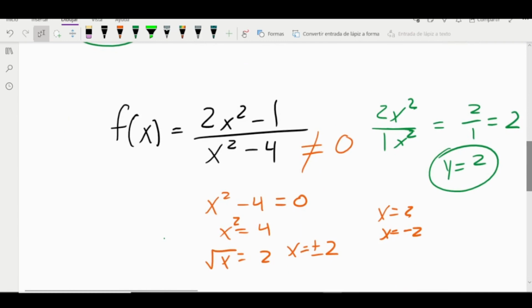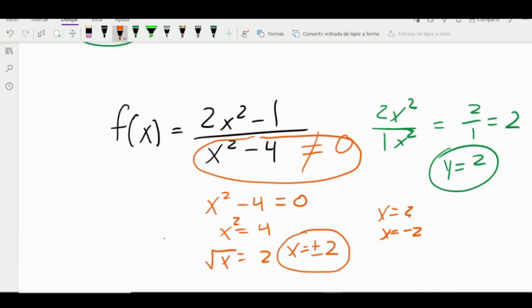For example, here the same situation, we have the function 2x squared minus 1 over x squared minus 4. Like we say, let's start with the vertical asymptotes. X squared minus 4 is not possible to be equal to 0, so we need to find what values of x transform this equation to 0. So we put x squared minus 4 equals 0, x squared equals 4, and we apply the square root, and we're going to have positive and negative 2. So the vertical asymptotes are x equals 2 and x equals minus 2.